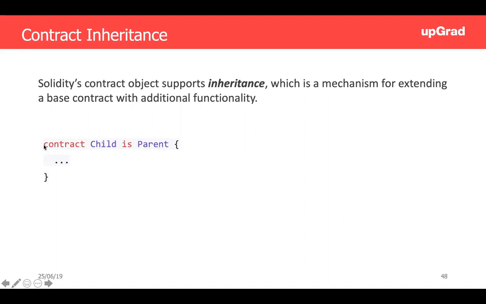And then I have defined a new smart contract called Child. And I've said that Child is Parent, which means that Child inherits from Parent. So all of the functions and state variables defined inside of Parent will be available inside of the Child definition. So that's the basic concept of inheritance, and that is supported inside of Solidity.